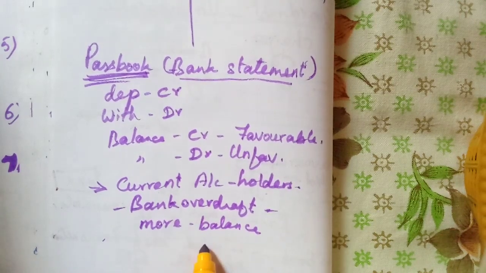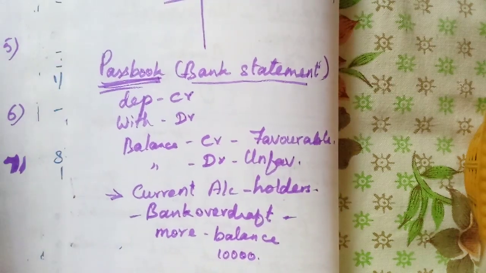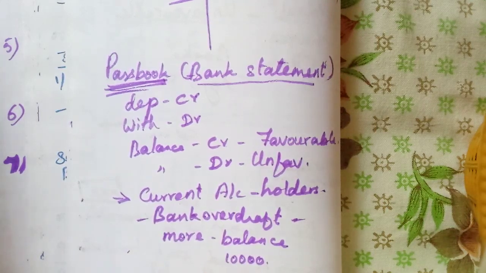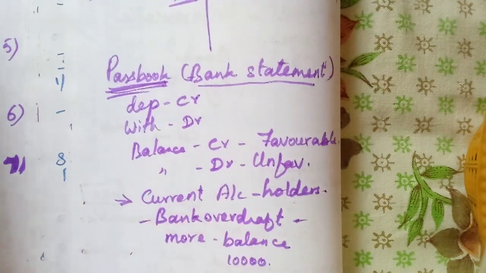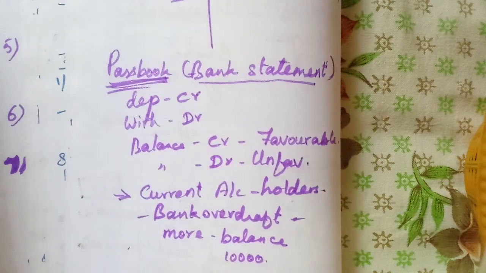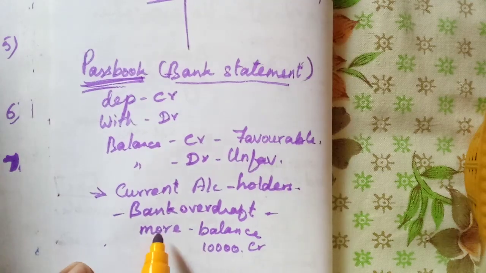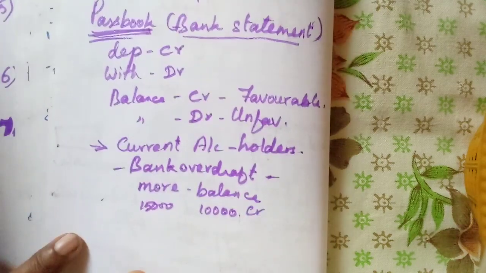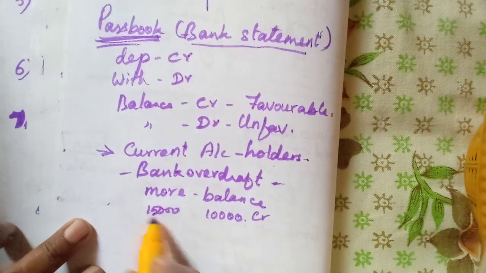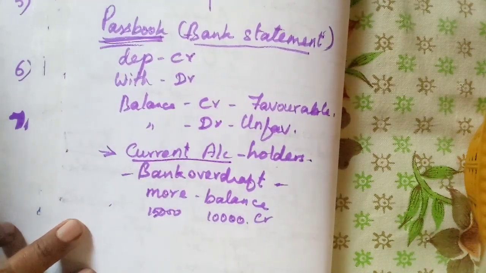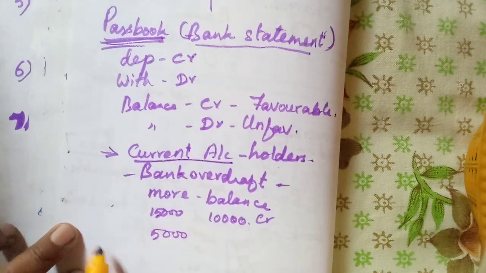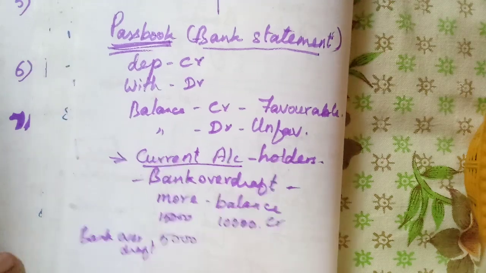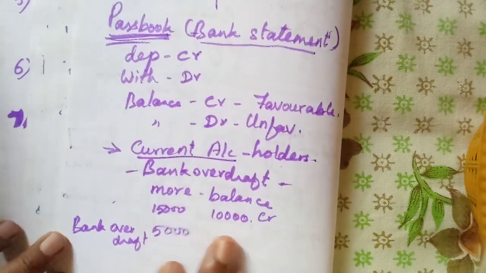For example, if we have 10,000 rupees as a credit balance, a favorable balance in our account, just imagine you are a businessman or businesswoman who has started a current account with the bank, with only 10,000 rupees as the credit balance. Now for the business you need 15,000 rupees today. You are allowed to withdraw this 15,000 from the current account. So that 5,000 is called what? Bank overdraft. You have withdrawn 5,000 more than what was available in your bank account.